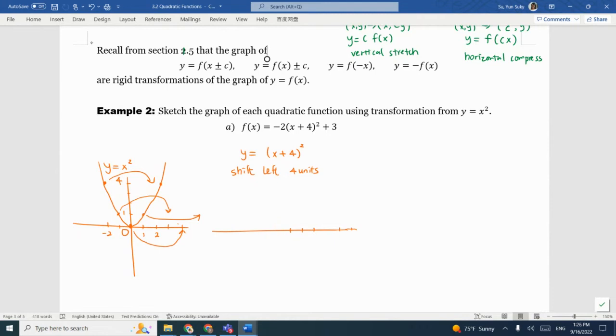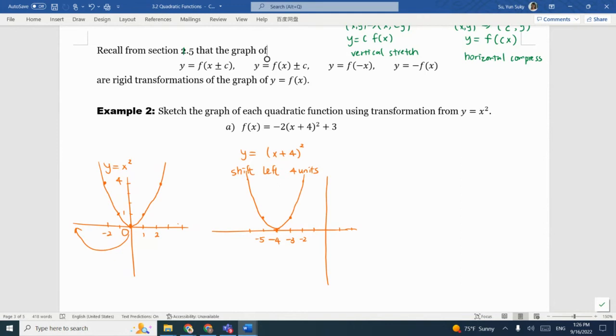Okay. All right. Then I need more space from the left, so shift to the left. So now this is right here. (-4, 0), then (-3, 1), (-5, 1), (-2, 4), right? And (-6, 4). Yes. We shifted left 4 units.